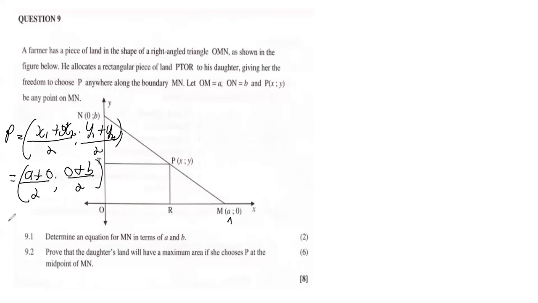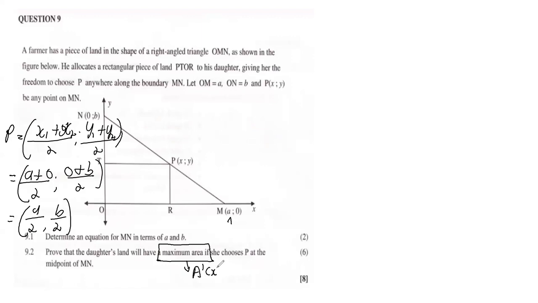Then obviously the coordinates here would be a over 2 and then b over 2. Now, when we read, they say prove that the daughter's land will have a maximum area. Now, we know that in optimization calculus, once they mention minimum or maximum area, then this will lead us to the first derivative. But this would have to be the first derivative of the area.